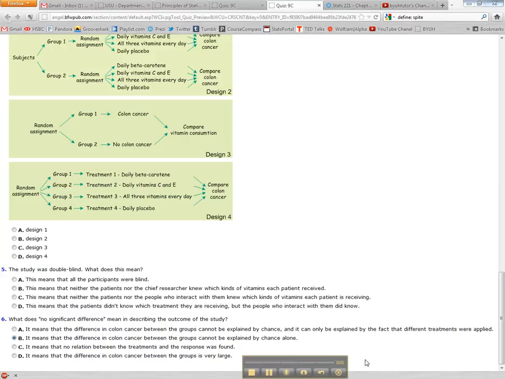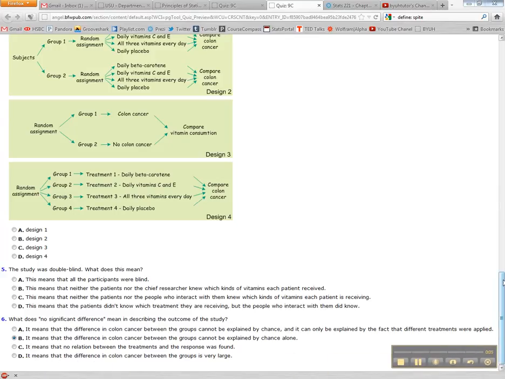Let's work on number 6 for 9C. Number 6 is a follow-up question from 4 and 5, so you're going to have to do 4 and 5 to be able to make sense of 6. Number 6 says this: what does no significant difference mean in describing the outcome of the study?